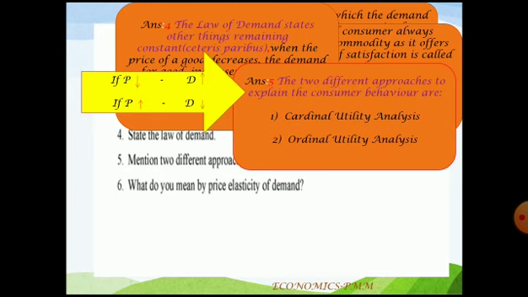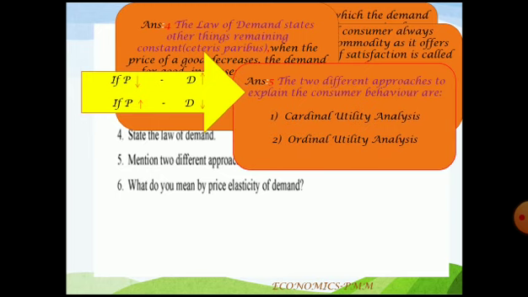Law of diminishing marginal utility is the example of cardinal utility analysis given by Professor Alfred Marshall, whereas indifference curve given by Allen and Hicks is an ordinal utility analysis. So to measure the consumer behavior, these two approaches are used.